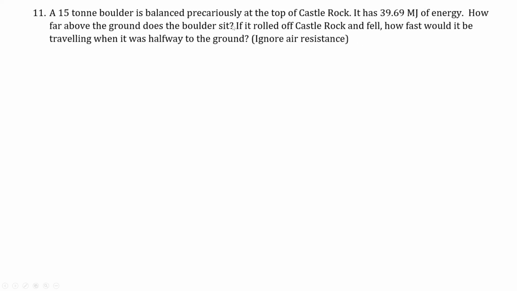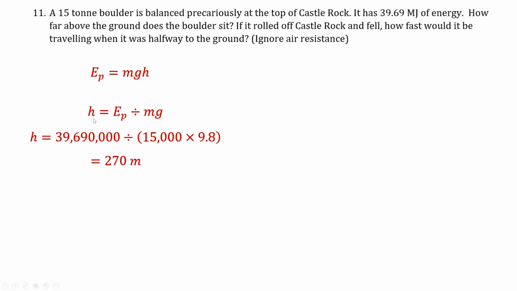How far above the ground does it sit? If it rolled off Castle Rock and fell, how fast would it be travelling when it was halfway to the ground? This one's a bit trickier. So let's have a look. We use the potential energy equation to work out how high above the ground it is. So 270 meters above the ground.